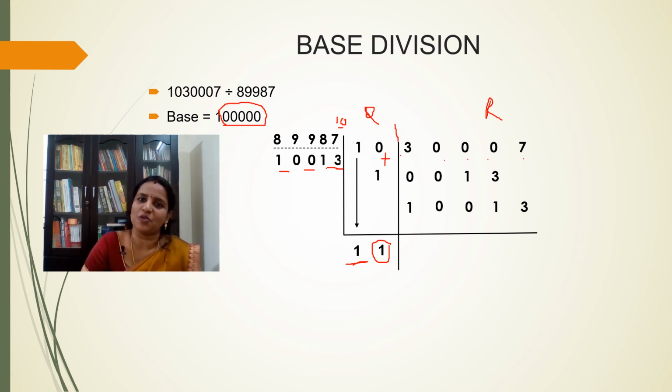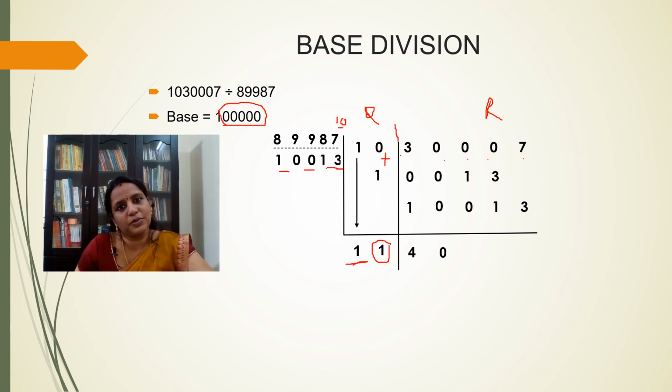What do I have to do now? Now I have to add it. Just addition of all the digits in each and every place. I'm not going for multiplication as I'm in the remainder part. 3 plus 0 plus 1 will give me a 4. 0 plus 0 plus 0 is 0. And 0 plus 1 plus 0 is 1. And 0 plus 3 plus 1 is 4. And 7 plus 3 is 10.